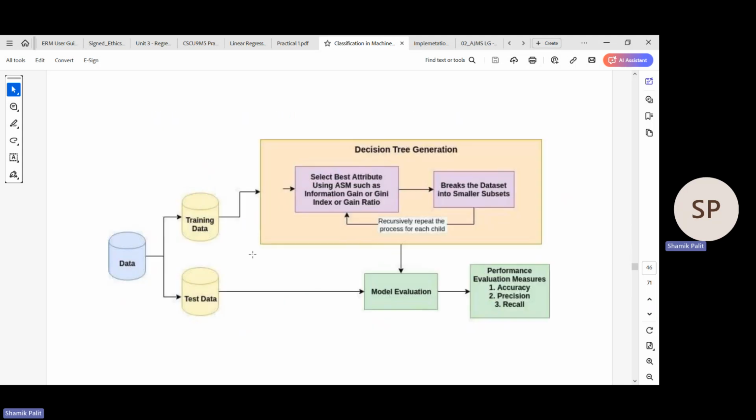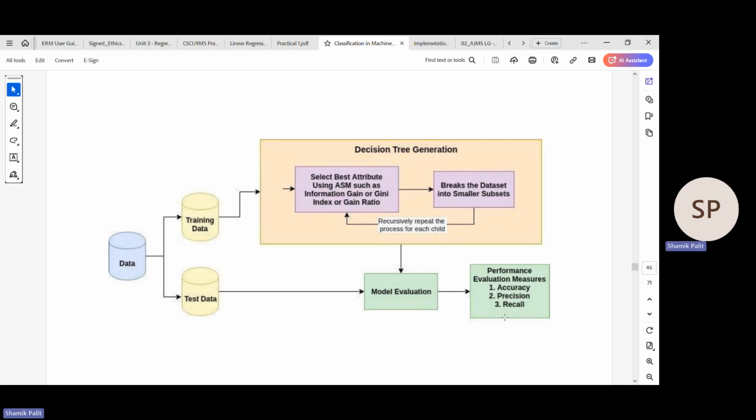As you can see over here, the data has been split into train and test, and ultimately we start making a decision tree generation based on this iterative process where we use ASM at the beginning and start breaking the data set into smaller subsets until we reach a specific criteria. The same thing we also do with the test data to evaluate our corresponding model.